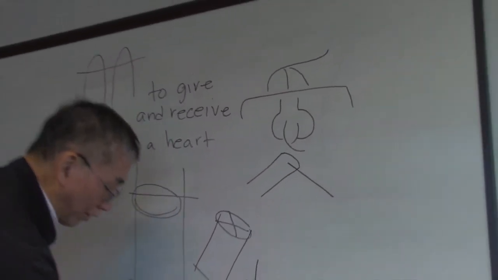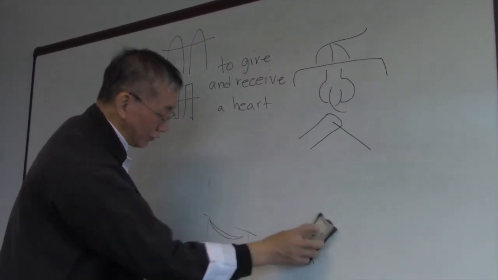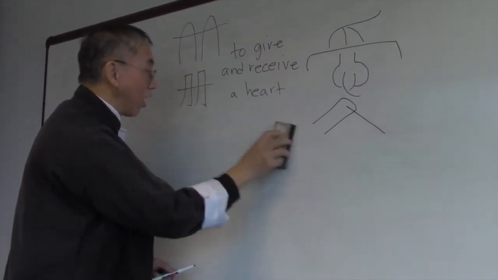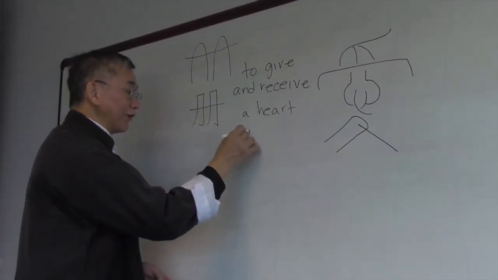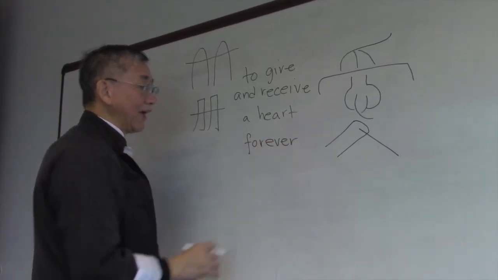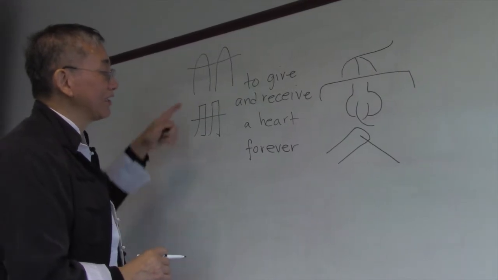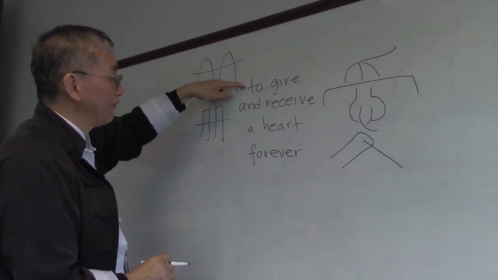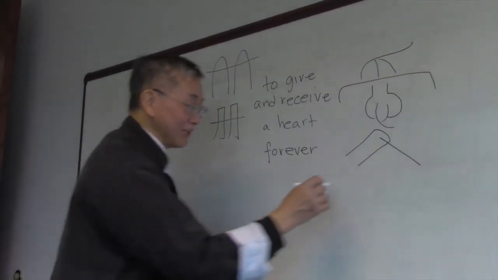As we know, books are meant to record ideas, so years after the person is gone, his ideas could be left behind and last forever. And so that particular symbol conveyed the idea of forever. So if you read the definition over here, you can see that this would be to give and receive a heart forever. And that is the Chinese word for love.